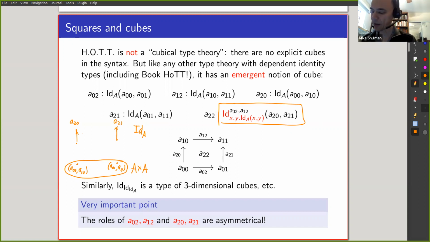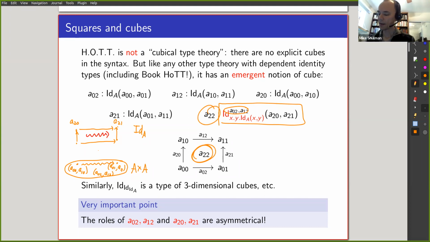And now to identify this A20 with A21, I have to have a heterogeneous identity type over an identification downstairs between these pairs. But an identification of pairs is just a pair of identifications. So now this is a pair of an A02, which identifies A00 with A01, and an A12, which identifies A10 with A11. And so those are the things that appear up here. And so now once I've given all that data, I can ask about what it means to identify A20 with A21 over these other 2. So these other 2 here you can regard as filling in the boundary of a square. And then A22, the inhabitant of this dependent identity type, lives inside this square.